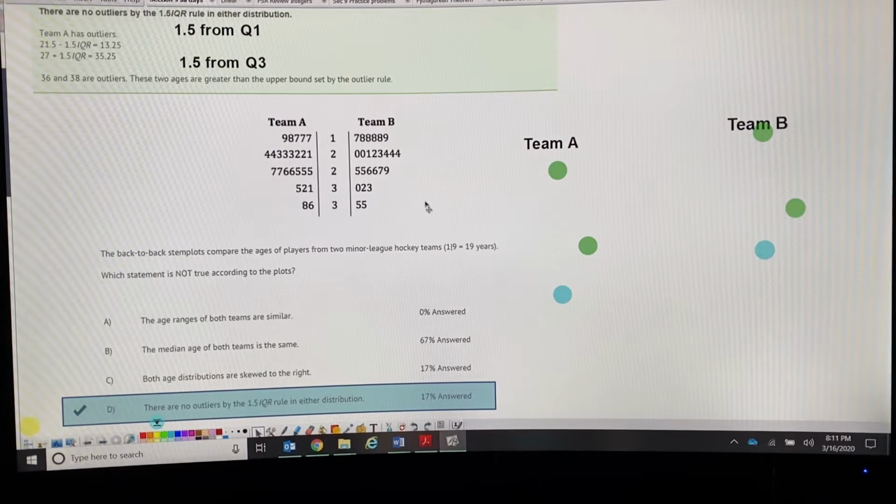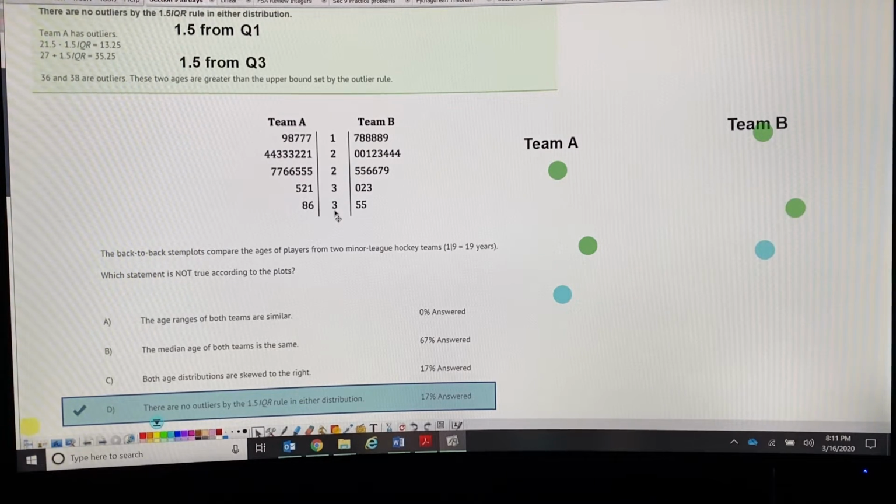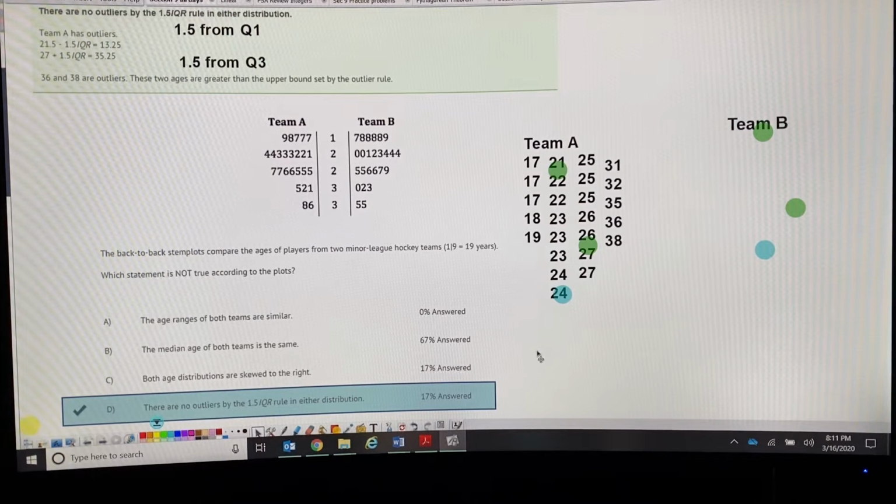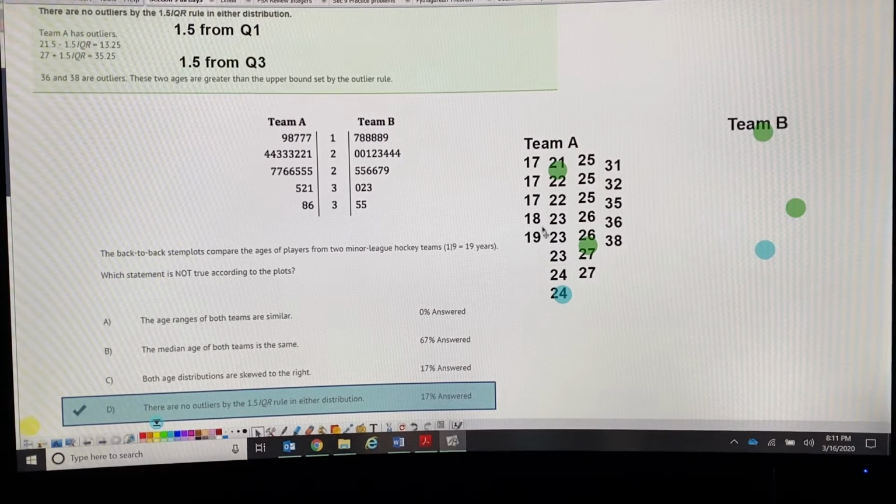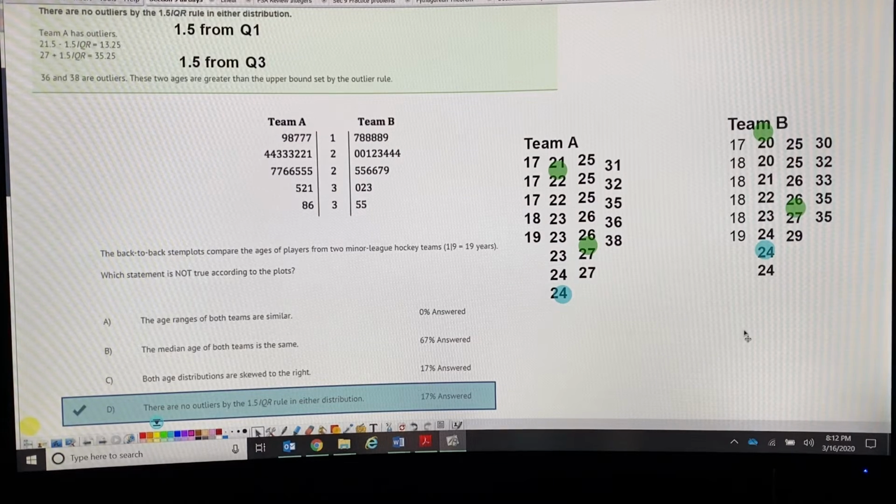When we discussed the meaning of the key here, 1|9 meant 19 years. So for example, for team A, you had 36 and then 38. You have 31, 32, 35. The best method of attack is to transfer each stem and leaf into all the data points. Most students did not take it and transfer it to this. You had to do that for both teams.